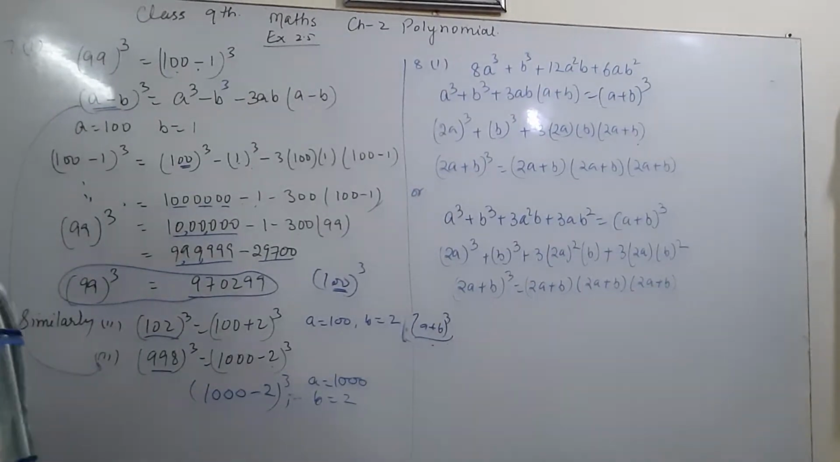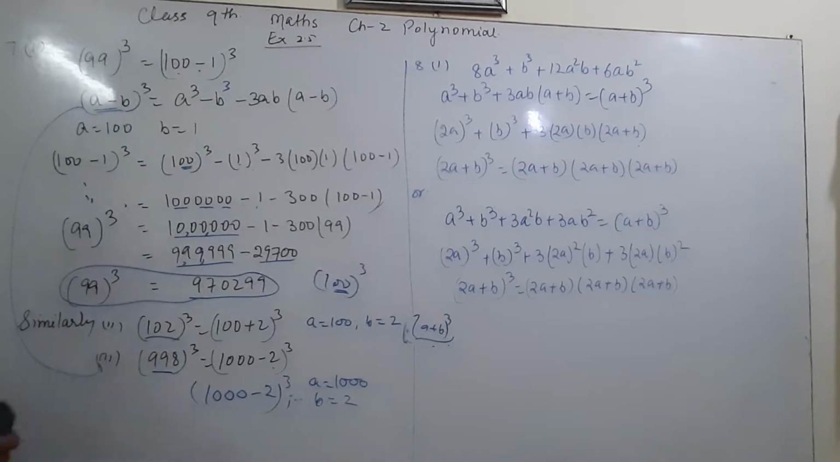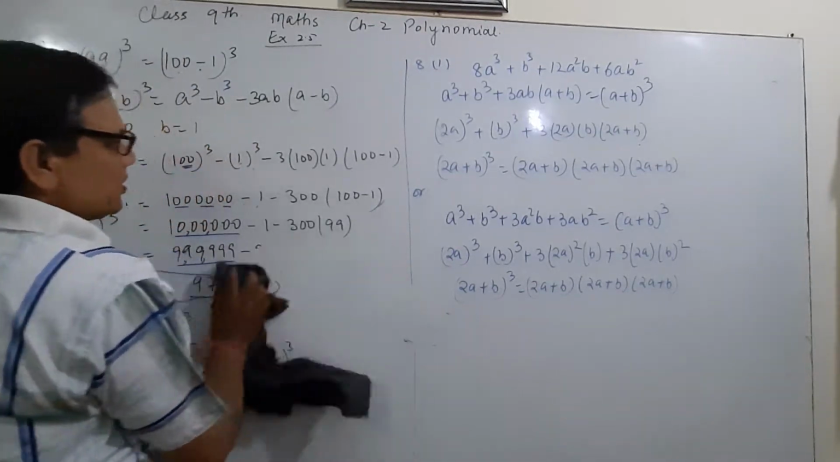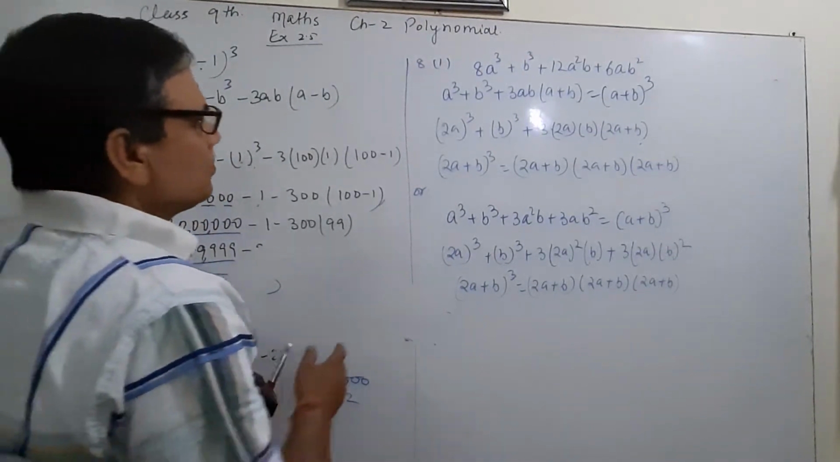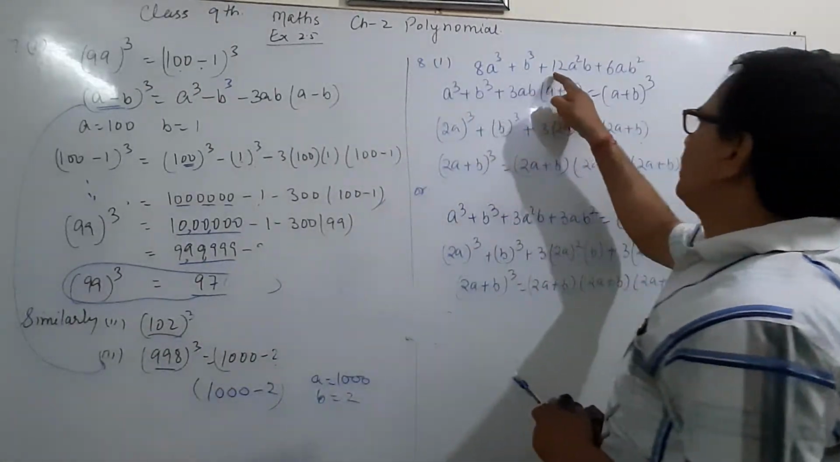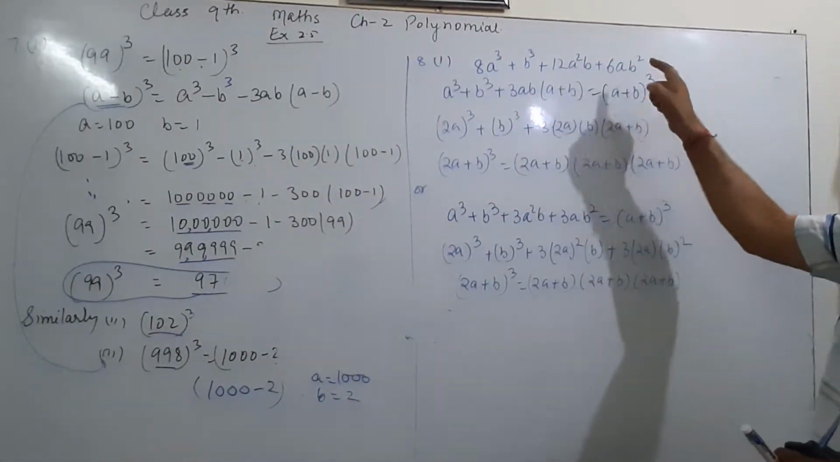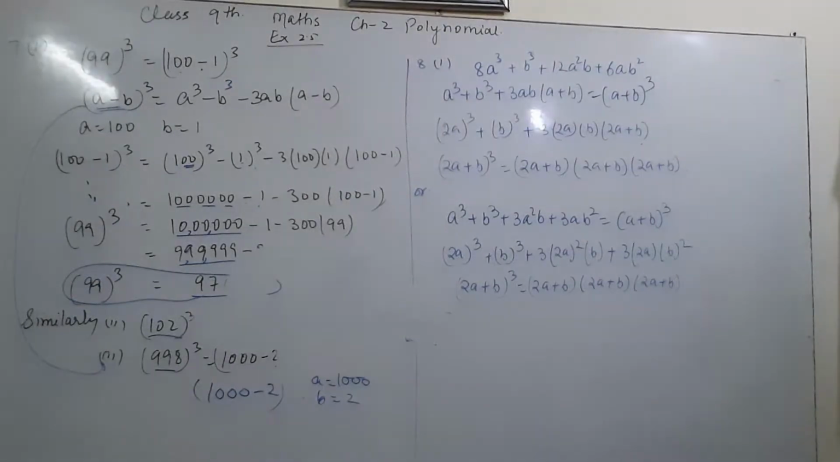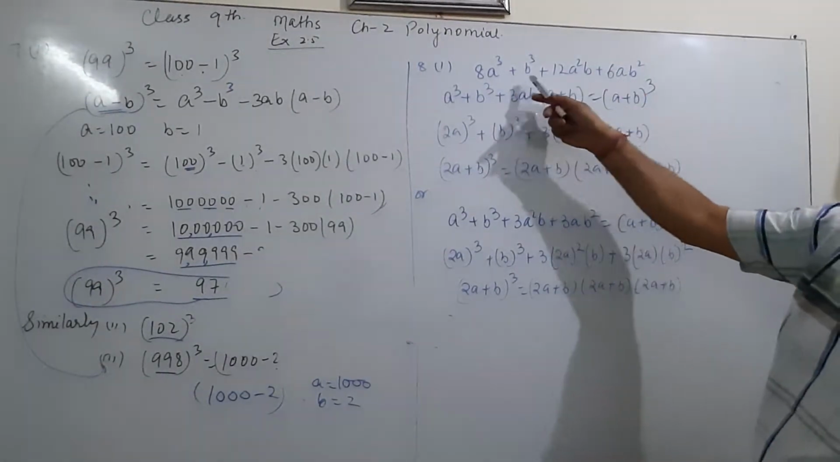Now move to question number 8. What is question number 8? 8a cube plus b cube plus 12a square b plus 6ab square. It means there are 4 terms.